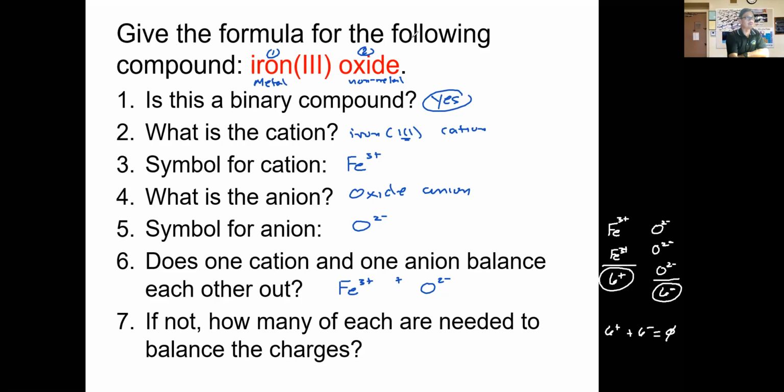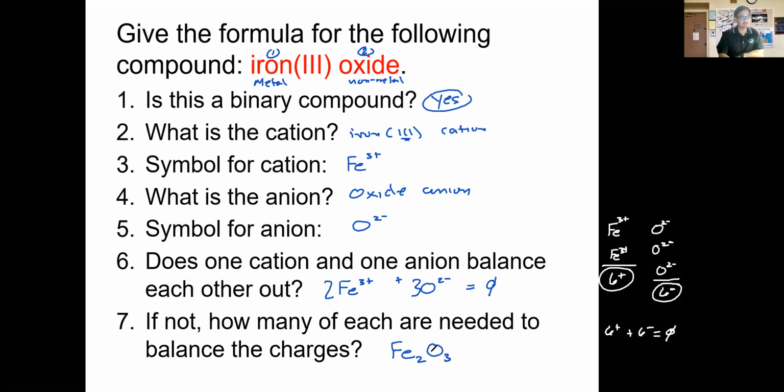So going back to what we have over here, that means we need to have 2 of these iron atoms and 3 of these oxygen atoms to get us a net charge of 0. Hopefully you can see that. That's the math that we have to do, and so we can write this out. We need 2 irons, so we'll write that as a subscript, and we need 3 oxygens. We'll write that as a subscript.